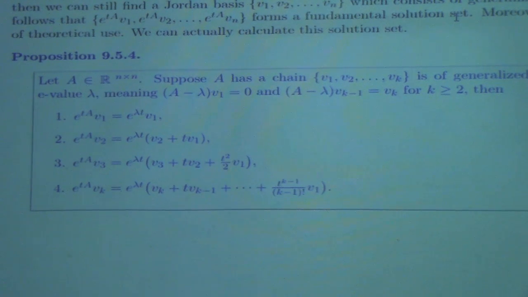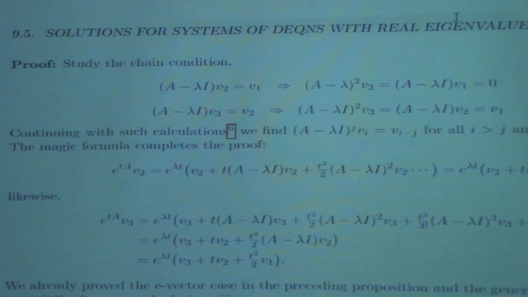Some idiot. Here are the proofs. Let's just look at one of them. So e to the ta times v2. All right, so v2 has a minus lambda I squared times v2 is 0. And if a minus lambda I squared times v2 is 0, that means the cube and everything is 0 from this point on out, right? But on the other hand, a minus lambda I times v2 gives me v1. Thank you, Zach. Not the other way around. So that gives me v1, and this gives me v2. So there's the formula, e to lambda t times v2 plus t v1.